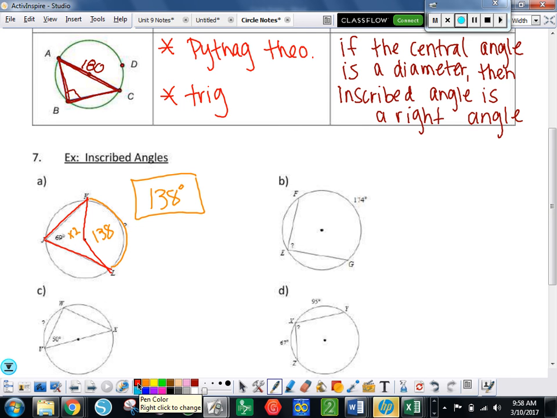Okay, this right here is a central angle. We don't know what it is. This is the inscribed angle. We don't know what it is. This is the central. If the arc is 174, what's the central angle? 174, because the arc and the central angle are the same. And then if the central angle is 174, can you find the inscribed? Yes, what would it be?